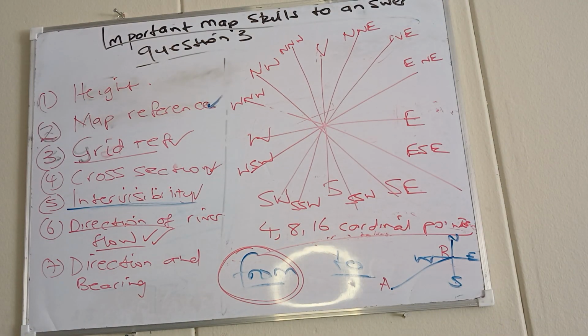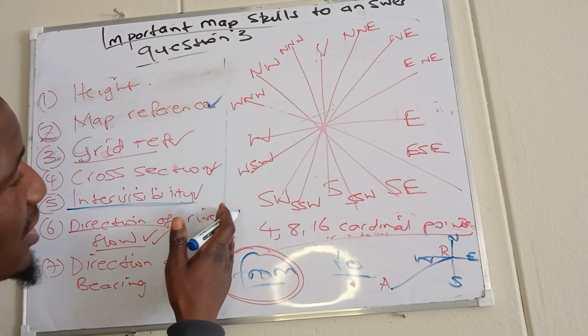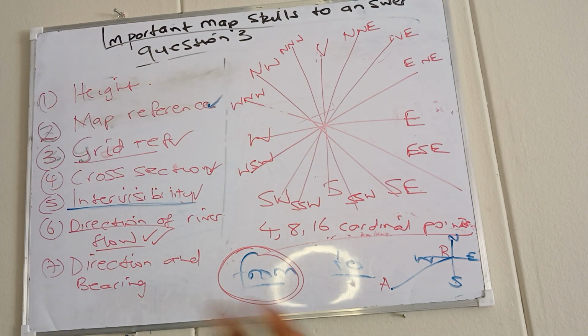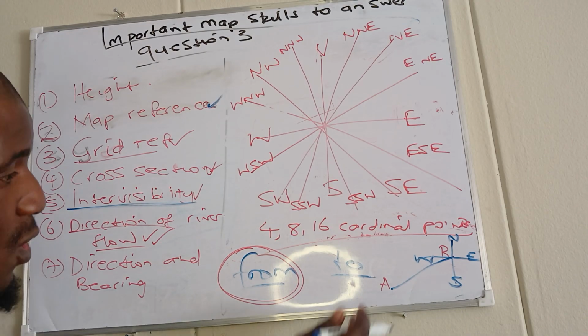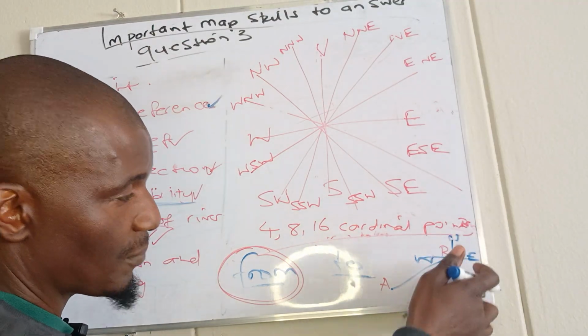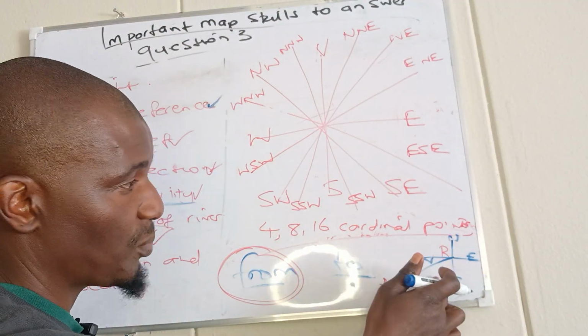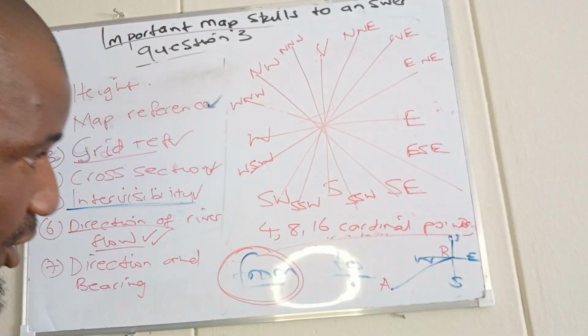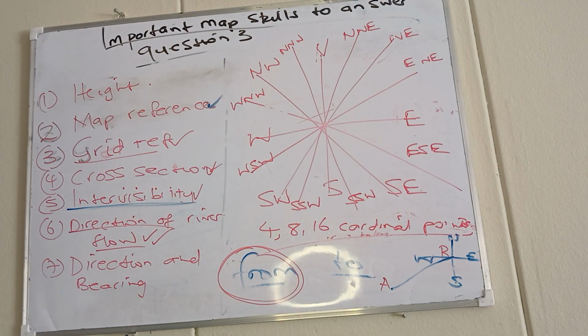Or if you want to answer in relation maybe to the 16 cardinal points, it can be west-south-west, or it can be south-south-east, west, depending on the position of your 2 points. So that's where you plot your cardinal points. Then you join the 2 points from a fixed point. Then you are able to know the direction from a given point. That's how you do it as far as direction is concerned.